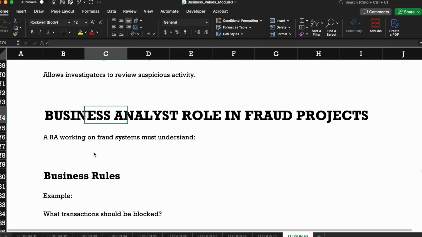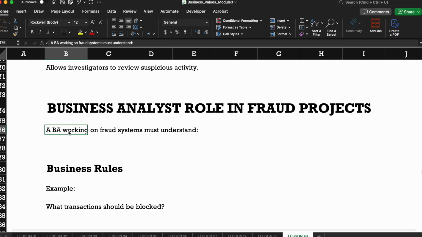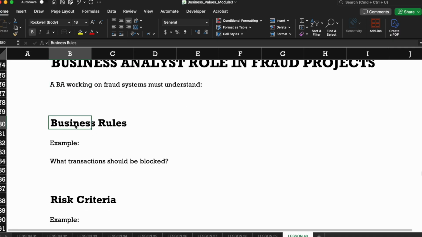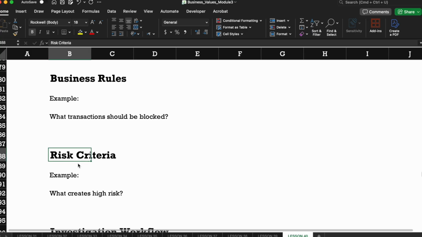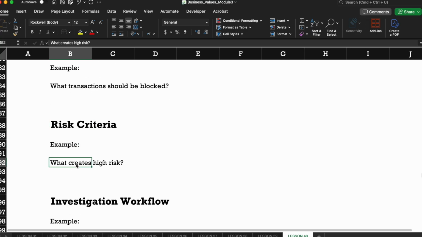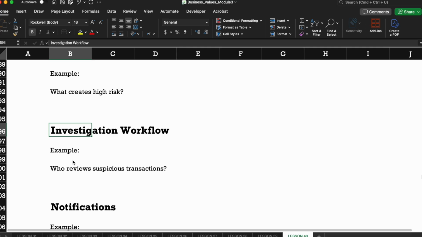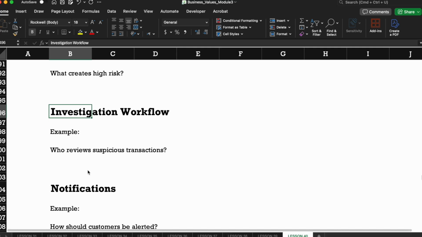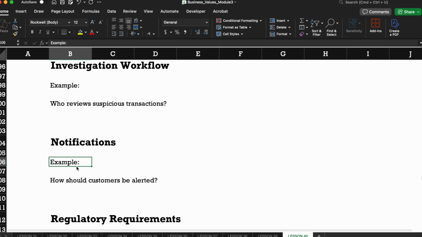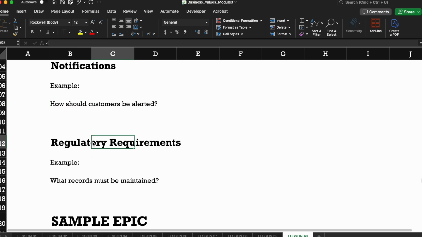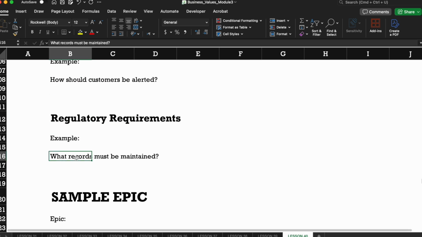Business analyst role in fraud projects. A BA working on a fraud system must understand business rules, what transactions should be blocked, and risk criteria. Example: what creates a high risk investigation workflow. Example: who reviews the suspicious transaction. Notification. Example: how should the customer be notified, regulatory requirements, what records must be maintained.